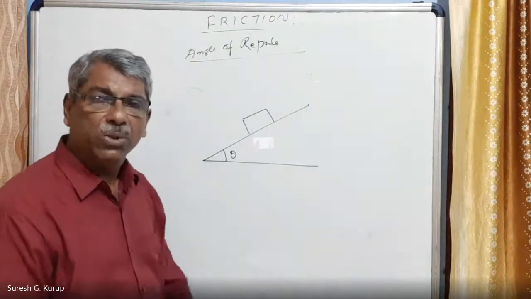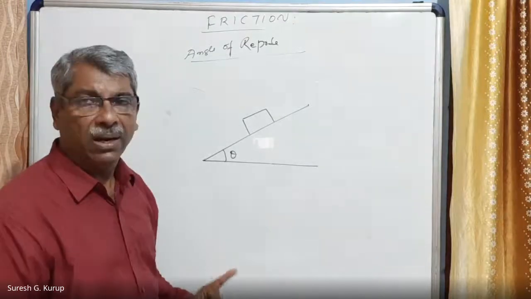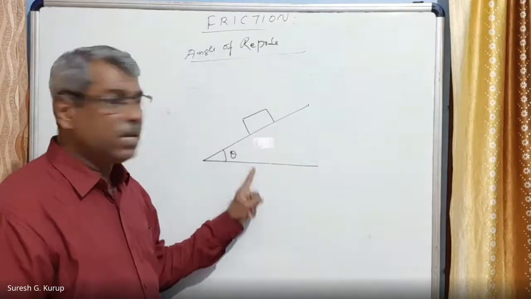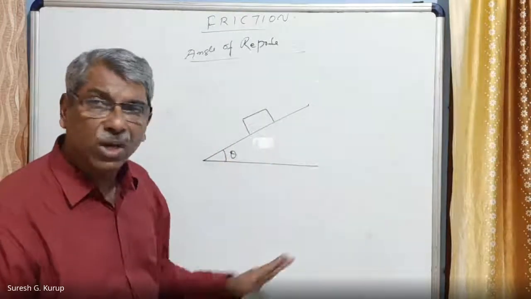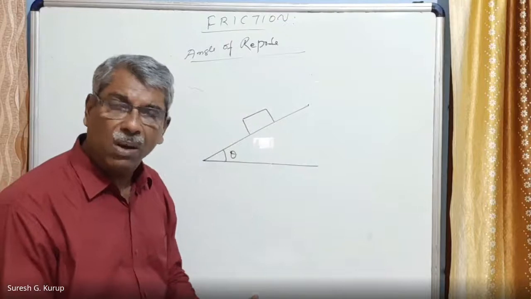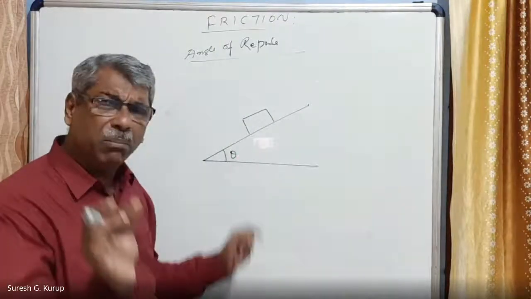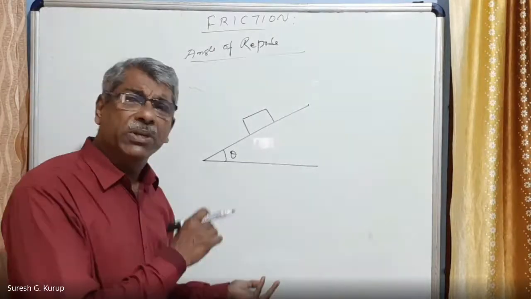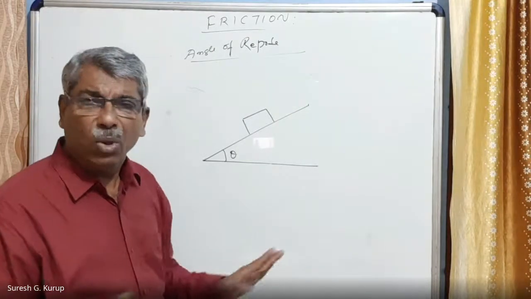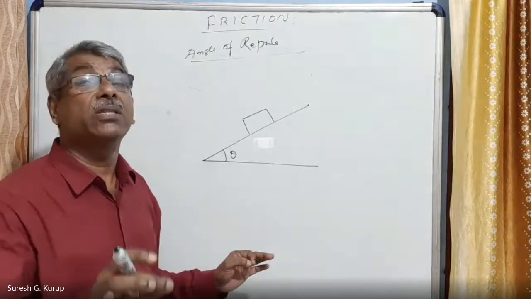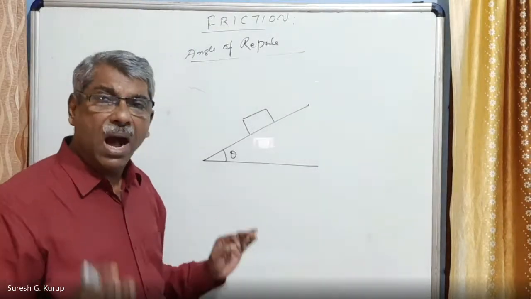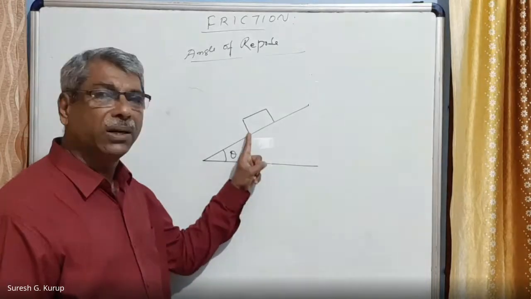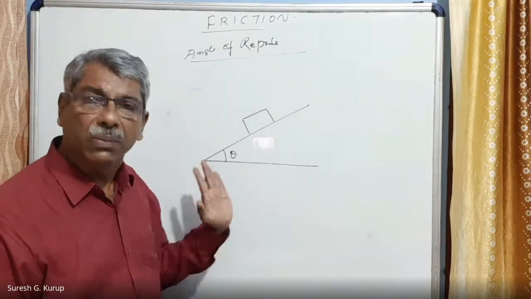So angle of repose is the maximum value of the angle between an inclined plane and the horizontal, such that the body is on the verge of motion. The body has not moved till now. But by increasing the angle by a very small value, we can judge that the body will just be going to slide. But we don't allow the body to slide. It is on the verge of sliding. At that time, the angle between the horizontal and the inclined plane is called the angle of repose.